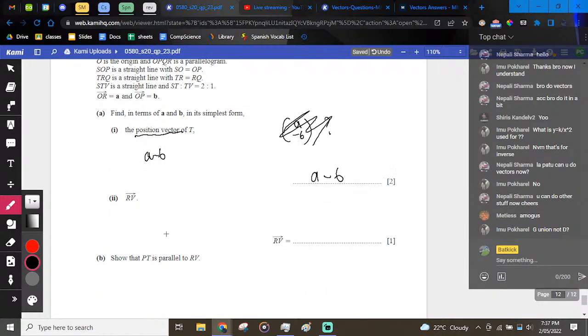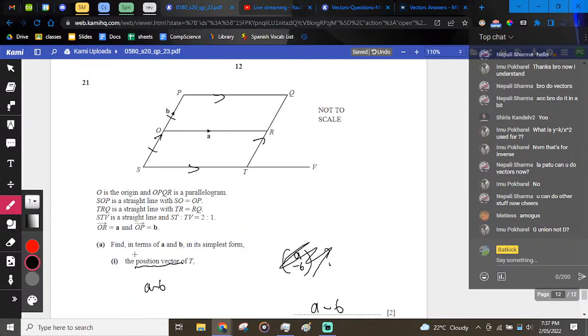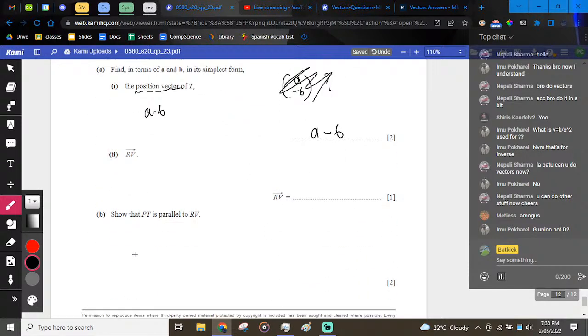Find the position vector from R to V. We are told that S to T is 2 to 1. So if this is A, this is half A. If you want to go this is B, this is minus B, this is half A. Half A minus B.